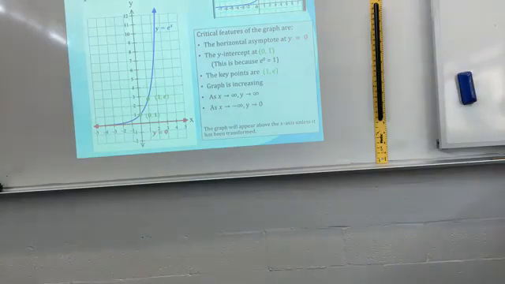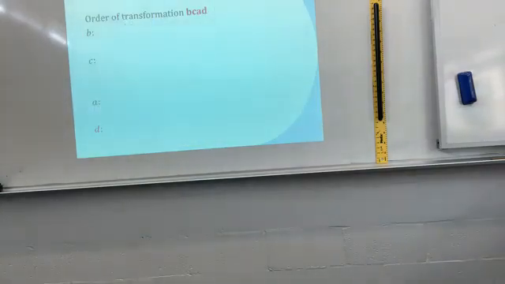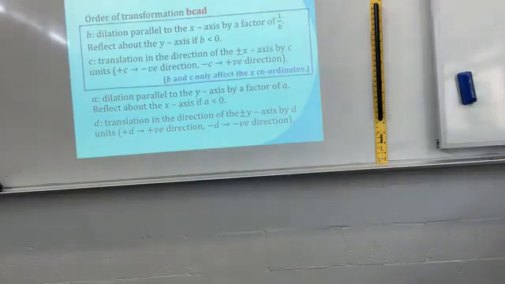Which brings me back to this bit here. Can you all remember your BCAT? What does B and C affect? Horizontal. And A and D? Vertical. All right. D is always to me the most straightforward because it's just up and down. And then let's have a look at the order of transformation, BCAT, from last year.